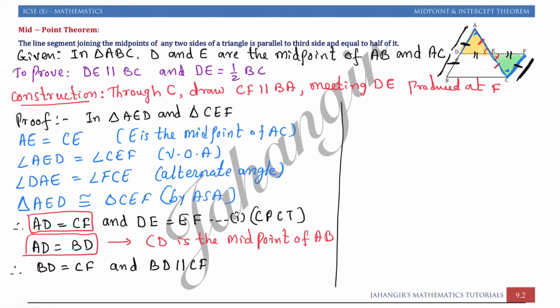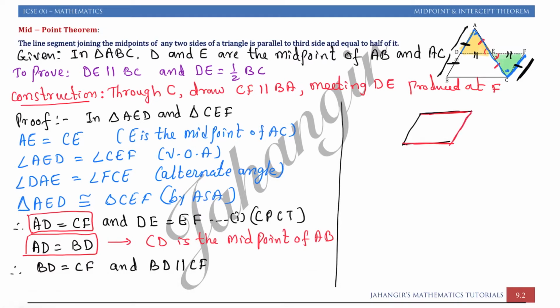So if one pair of opposite sides are parallel and equal, here first I have to explain how to prove a parallelogram. To prove a parallelogram, you just have to prove one pair of opposite sides parallel and equal. If one pair of opposite sides are parallel and equal, we can say it is a parallelogram. That you have to remember.